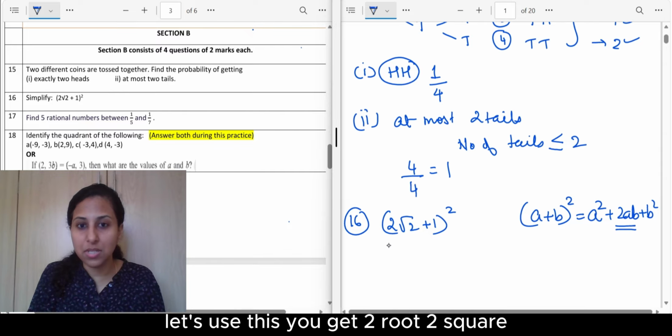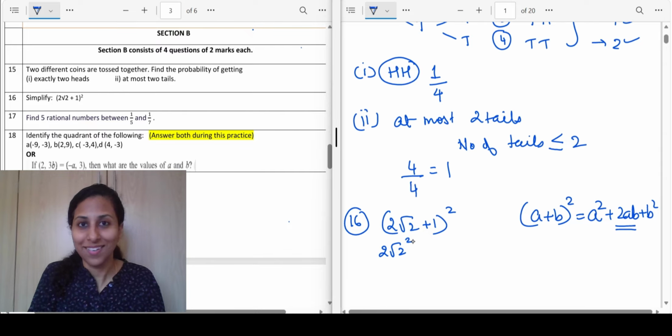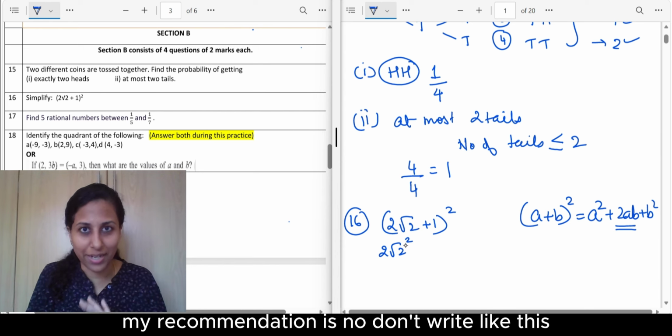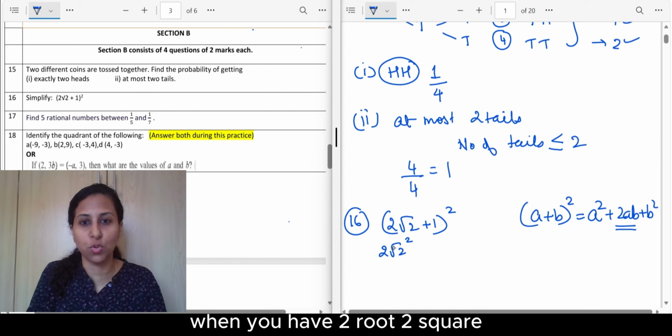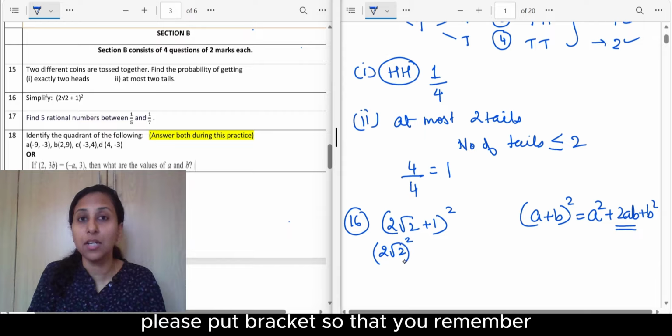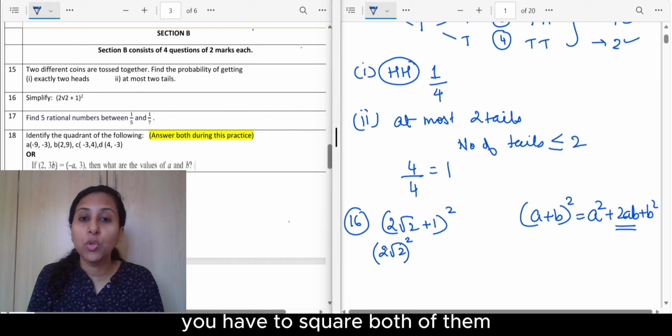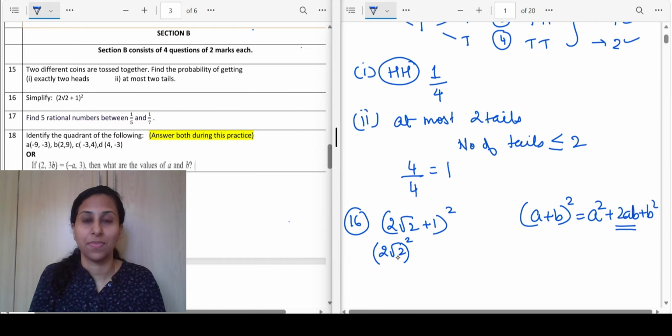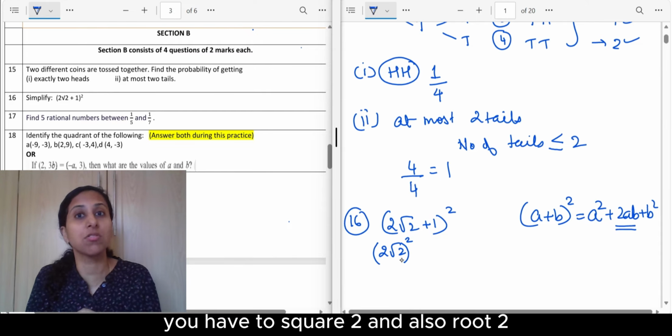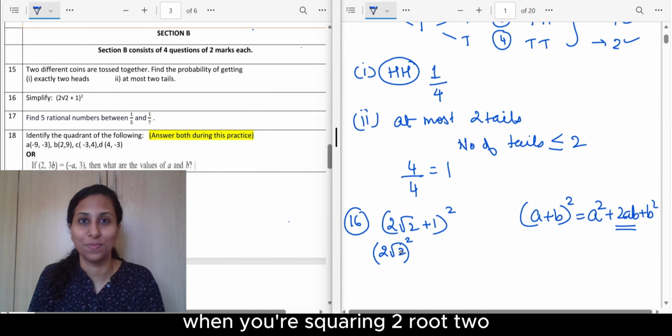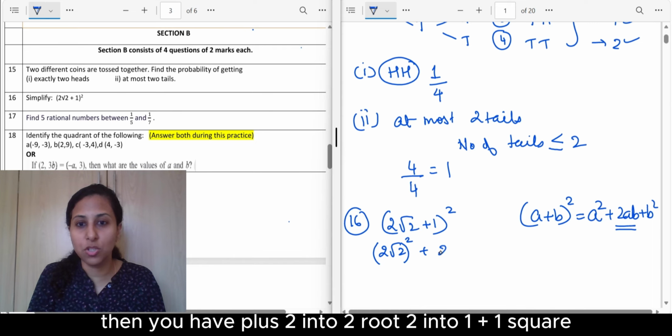Let's use this. You get (2 root 2) square. Is it okay to write it like this? My recommendation is no, don't write like this. When you have (2 root 2) square, please put brackets so that you remember you have to square both of them. You have to square 2 and also root 2 when you're squaring 2 root 2. Then you have plus 2 into 2 root 2 into 1 plus 1 square.